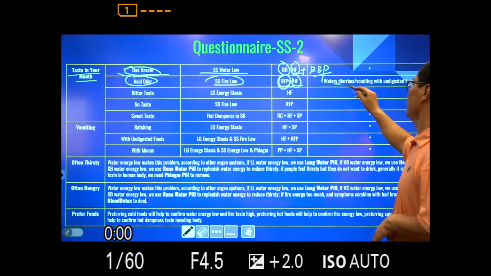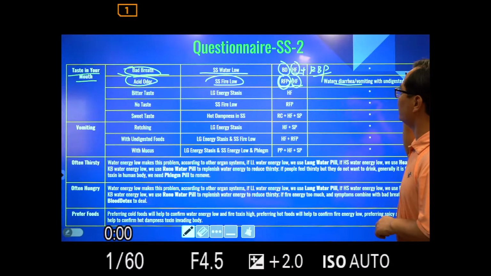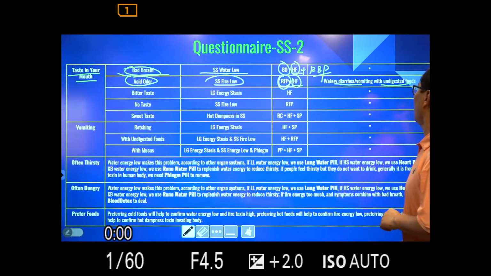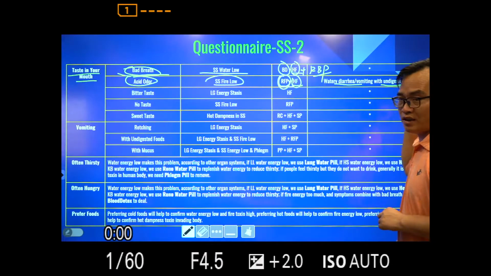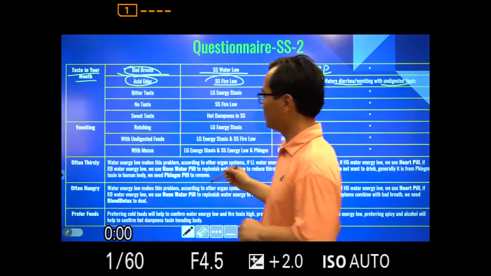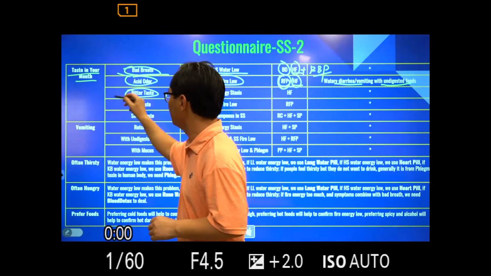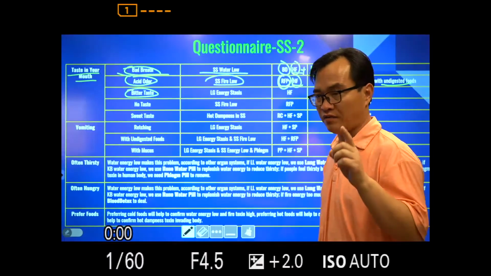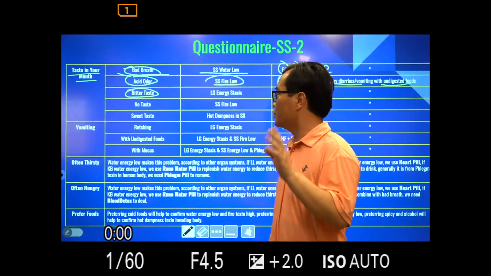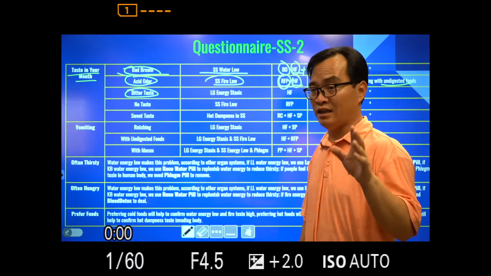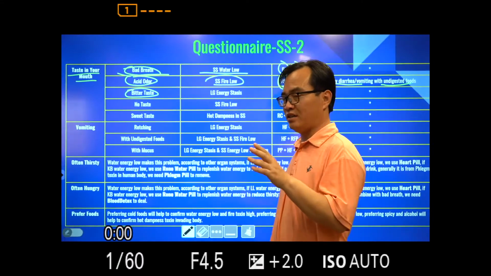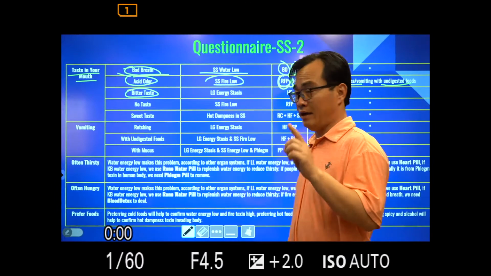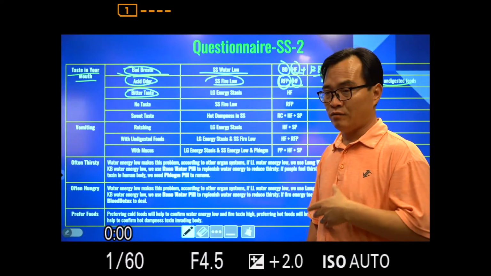In short, watery diarrhea is possibly combined with mating with undigested foods. And bitter taste. What is bitter taste? Bitter taste is a confirmation symptom showing that your allergy inner stasis, or your allergy energy, is stuck. And bitter taste, where is it from?